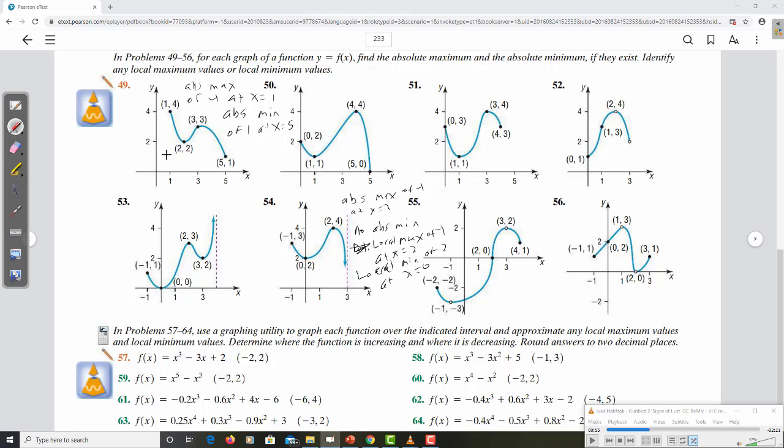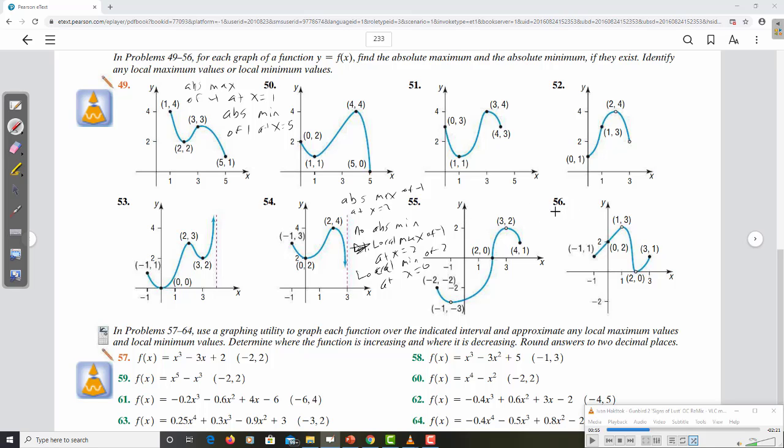Absolute maximum or absolute minimum is just the highest or lowest place, so that might be at an endpoint if it has a restricted domain. There's actually a law in mathematics that says if you have a continuous function, no breaks, on a closed interval, it includes its endpoints. You have to have an absolute maximum and an absolute minimum, and it's always at either the endpoints or local extrema.